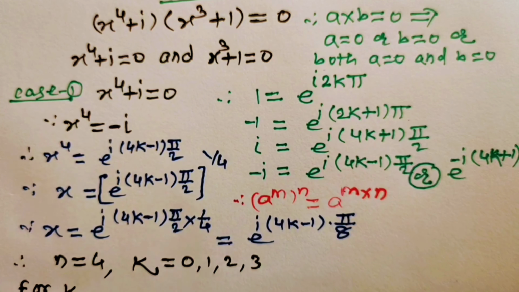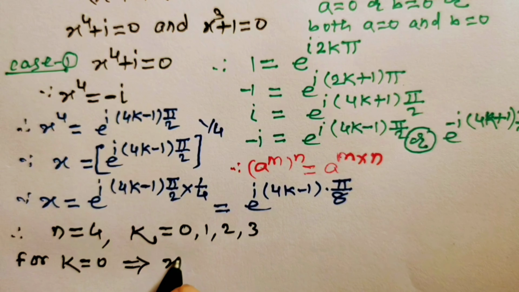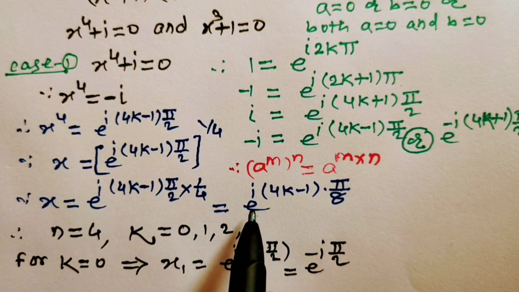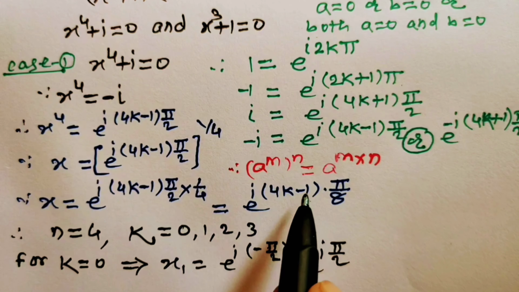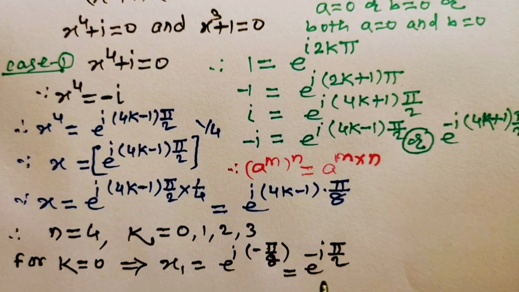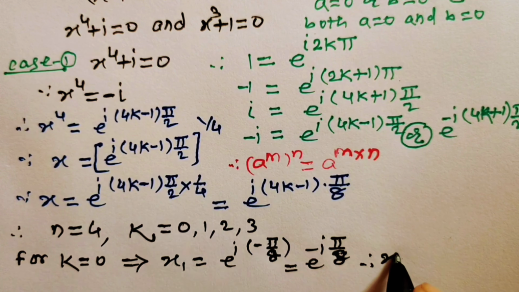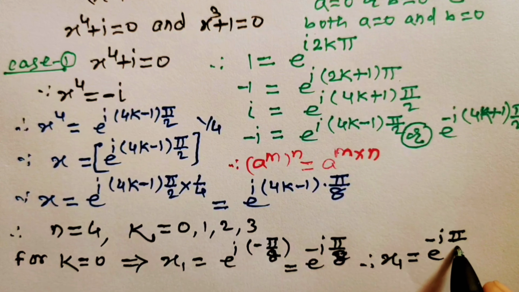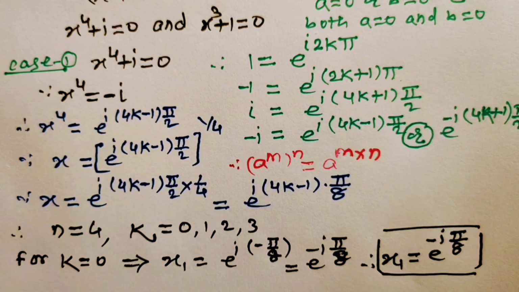Hence for k is equal to 0, x1 is equal to e to the power i, k is equal to 0, put here e to the power i (4 into 0 minus 1). 0 minus 1 is minus 1. Minus 1 into pi upon 8. e to the power i into minus pi upon 8, and here also minus i pi upon 8. Hence x1 is equal to e to the power minus i pi upon 8. This is the first root of the given equation.